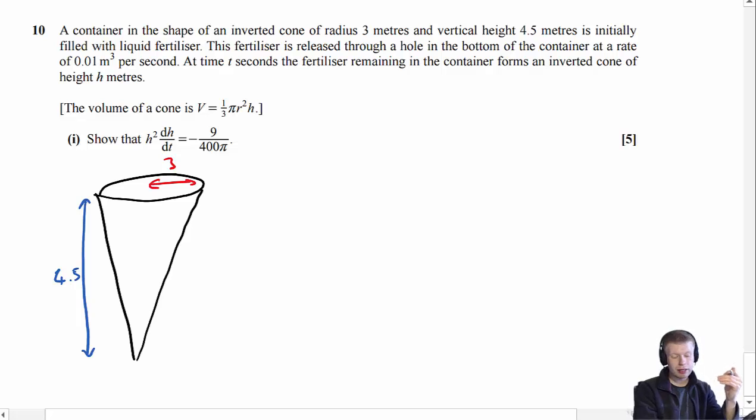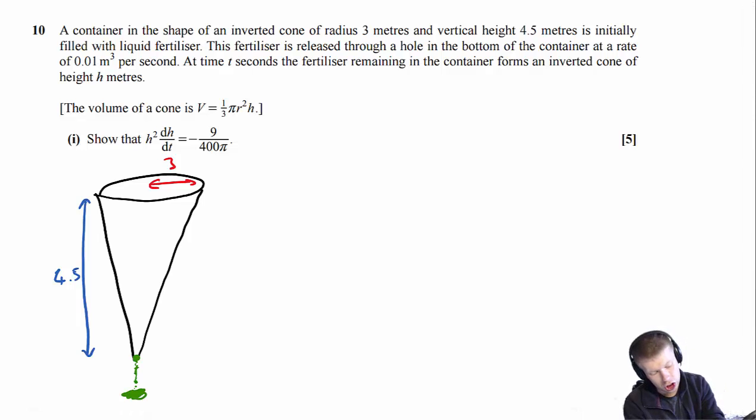I'm then told that this fertilizer is released through a hole in the bottom of the container. So if you can imagine, there's a little hole in the bottom of the container, and the liquid fertilizer is basically dripping out of that and it's kind of forming a puddle somewhere, at a rate of 0.1 meters cubed per second. Now just stop a minute.